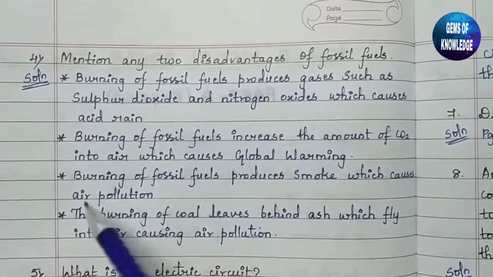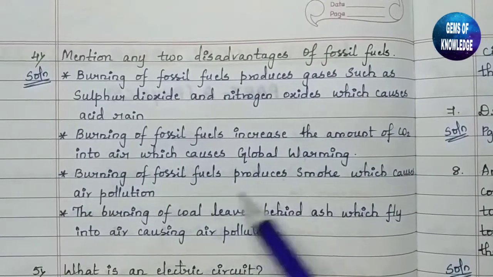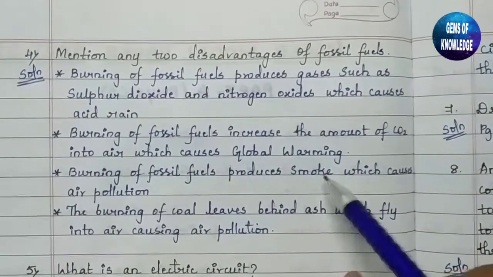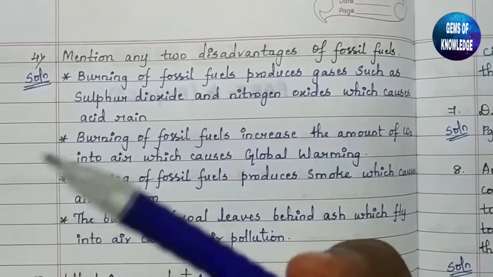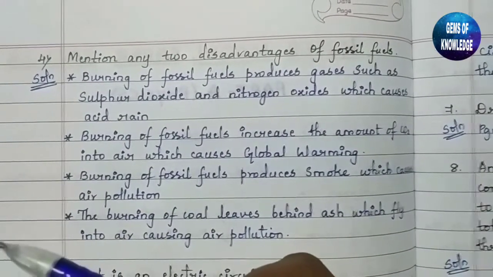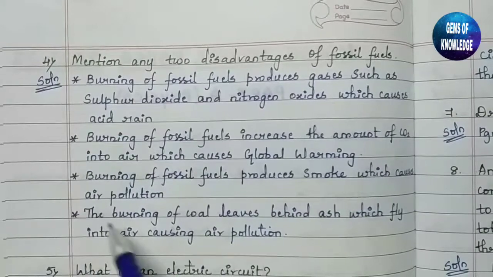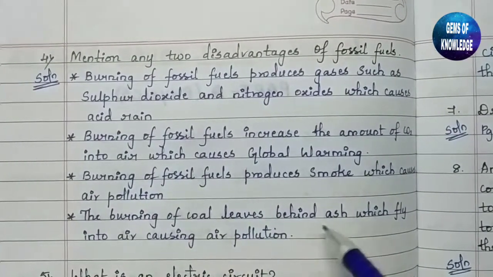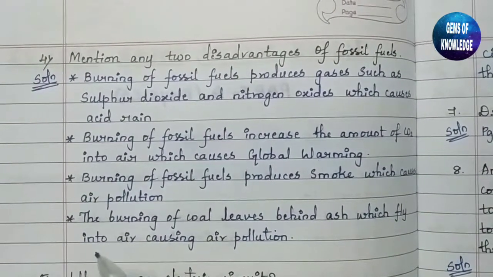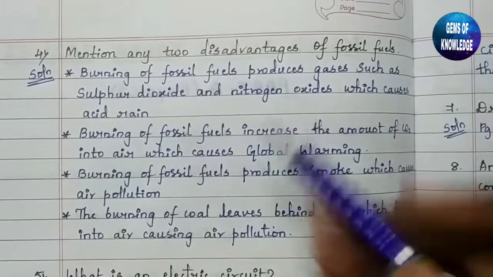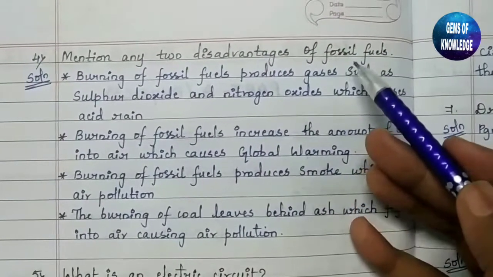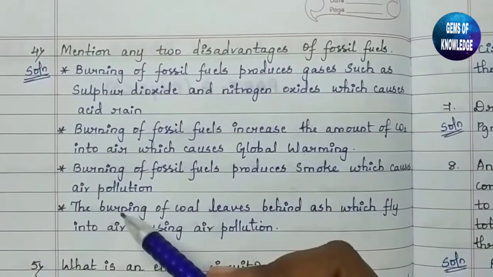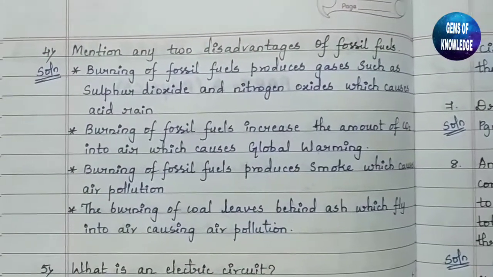And the third one is, burning of fossil fuels produces smoke, which causes air pollution. Obviously when the smoke comes out, we can say that the air is polluted. Okay, then the burning of coal leaves behind ash which flies into the air, causing air pollution. So these are the 4 disadvantages of fossil fuels. You can choose any 2 among these to write as your solution.